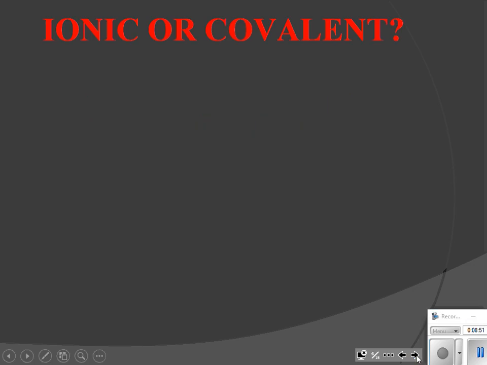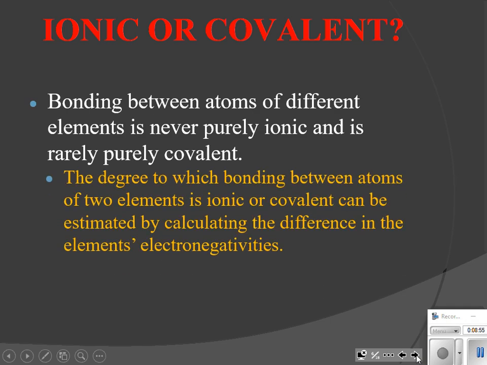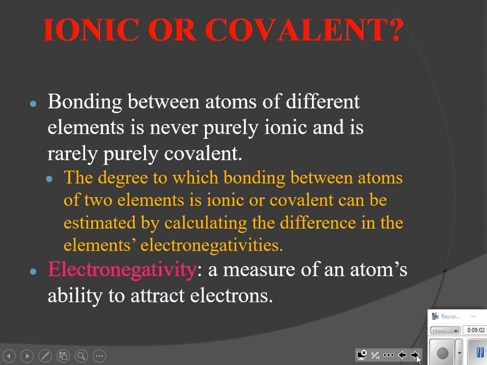So, ionic or covalent? How do we know whether one is ionic, whether one is covalent? Well, we need to look at something that we call electronegativity. Rarely do we have purely covalent bonding. Never do we have purely ionic bonding. But we can determine the degree of the ionic or the covalent bonding based on the electronegativities of the elements involved. We talked about electronegativities when we talked about periodic trends.